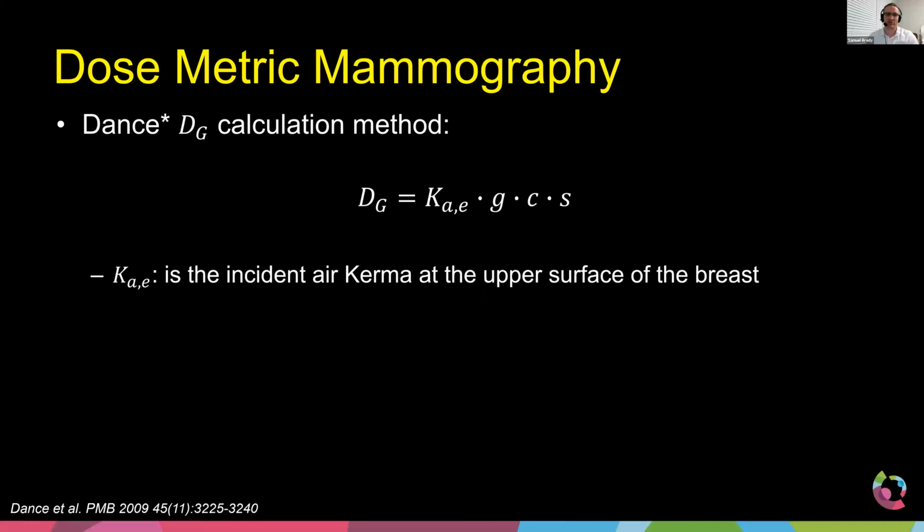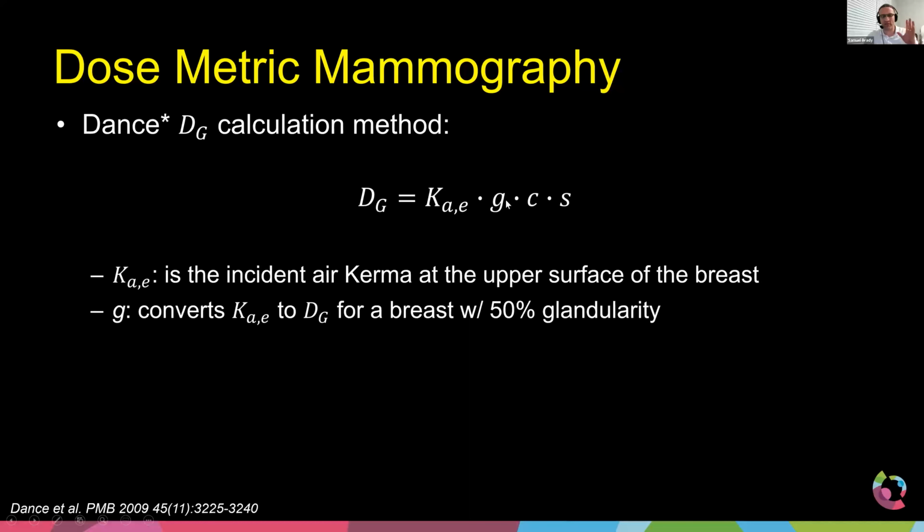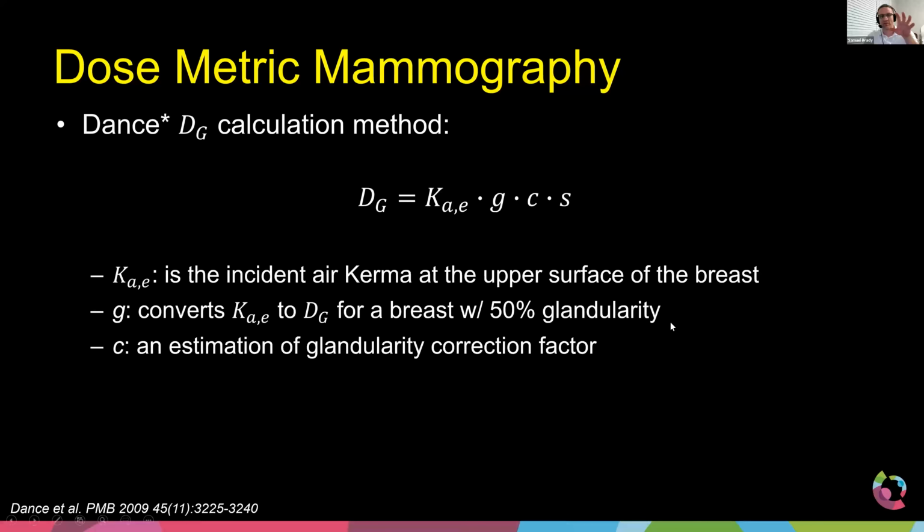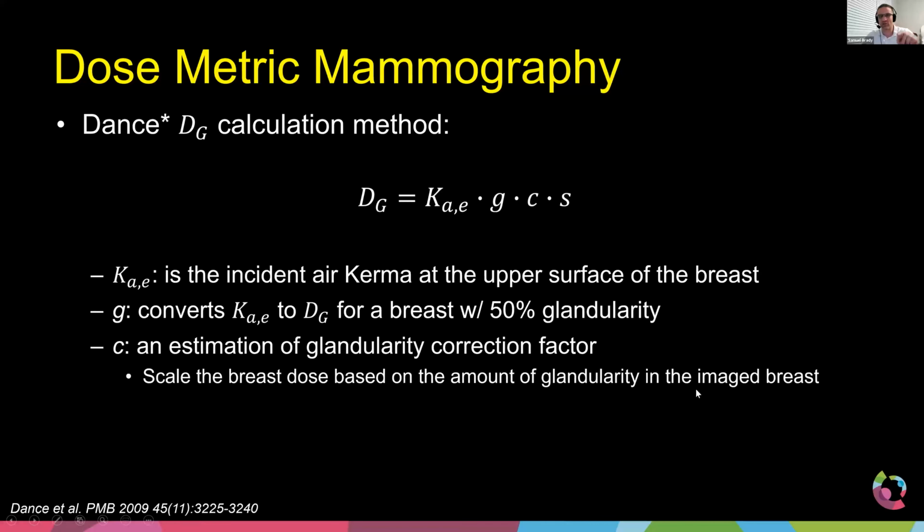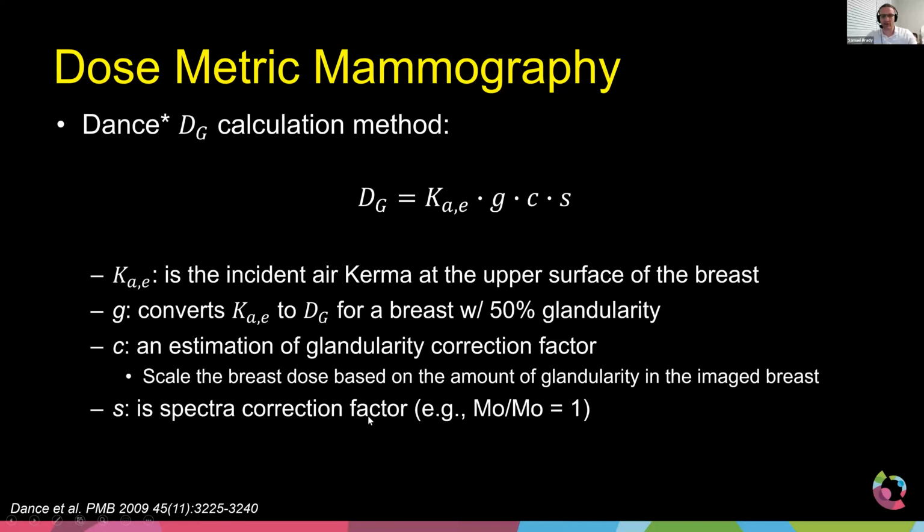So let's look at the two major methods, the Dance method and the Wu Boone method. The Dance method is probably the most common. You'll see this in publications whenever you read about mammography. And the way that he developed this is you take the air kerma as measured at the entrance surface, or the upper part of the breast tissue, and you need to correct for the amount of glandularity. This G factor assumes a 50% glandular, 50% fat breast model. But we know that every breast that gets imaged is not exactly 50-50. And so we have to take into account that particular breast being imaged in that moment, and we need to correct for however much glandularity is in that breast. And that's what c is. c is an estimation of the glandularity in the imaged breast. And then s is the spectra correction. Remember the half value layer, which is dependent on the target filter combination.